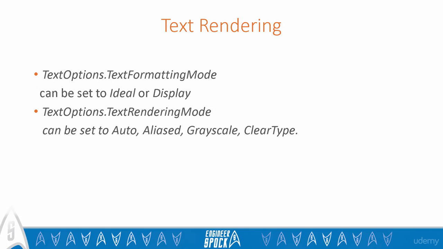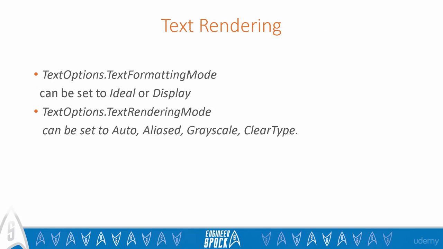WPF provides two attached properties. The first one is TextOptions.TextFormattingMode, which can be set to Ideal or Display. As a rule of thumb, you should use Ideal mode if the font size is greater than 14 points. If the font size is equal to or less than 14 points, then on most modern displays, for most people, fonts rendered by WPF should look acceptable.